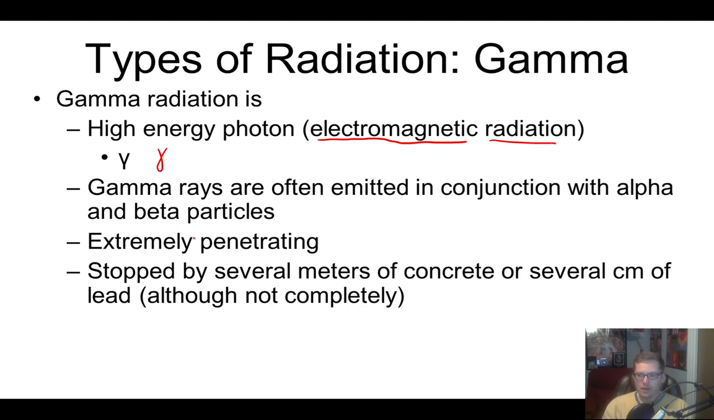A lot of times gamma rays are emitted along with alpha and beta particles, but they don't necessarily need to be. So sometimes when you have an alpha decay or a beta decay, you'll see gamma rays come off as well. That's super common. But they can also just be given off all on their own. So just because you have gamma radiation does not necessarily mean you have alpha or beta going on as well.